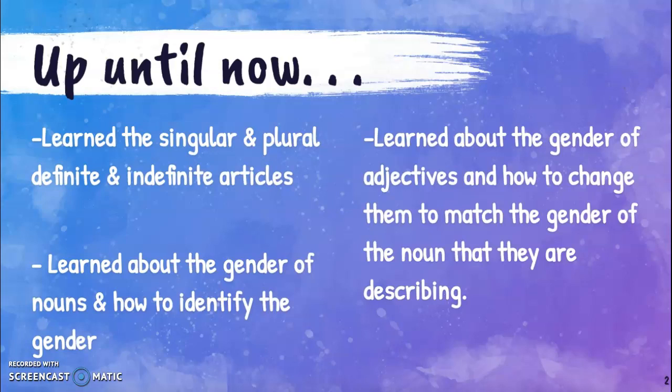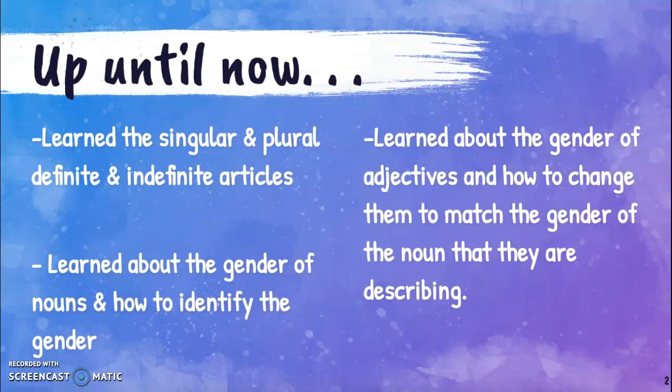So building off of that, we then learned about the gender of adjectives and that adjectives need to match the gender of the noun which they are describing. Looking at our vocabulary words, a lot of our adjectives ended in the letter O. So if our noun was masculine, we could leave the O at the end. But if our noun is feminine, then we need to change that O to an A. And remember, if it ends in an E, then it is gender neutral, so you don't need to do anything to it in order to match the gender.